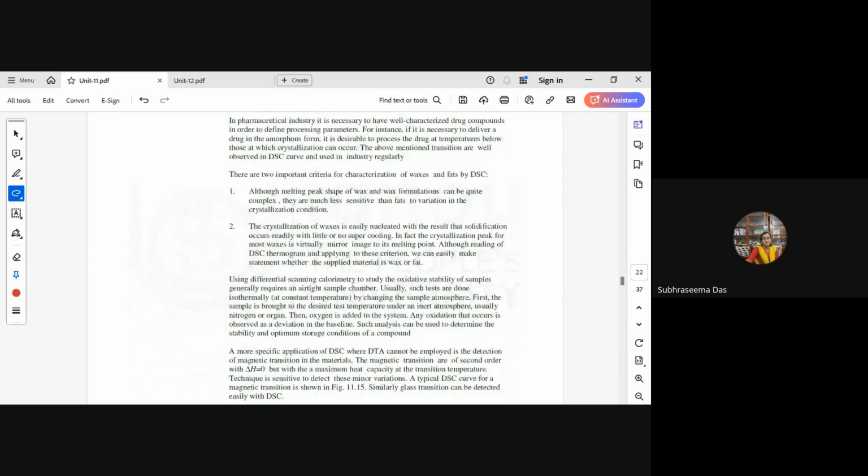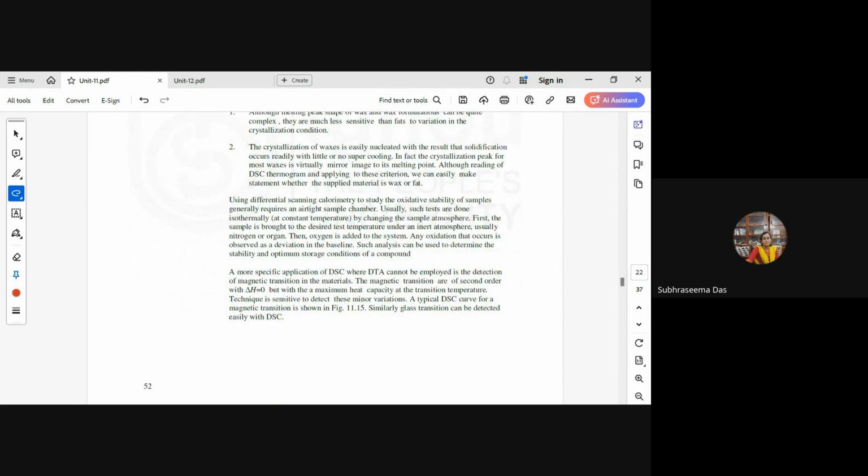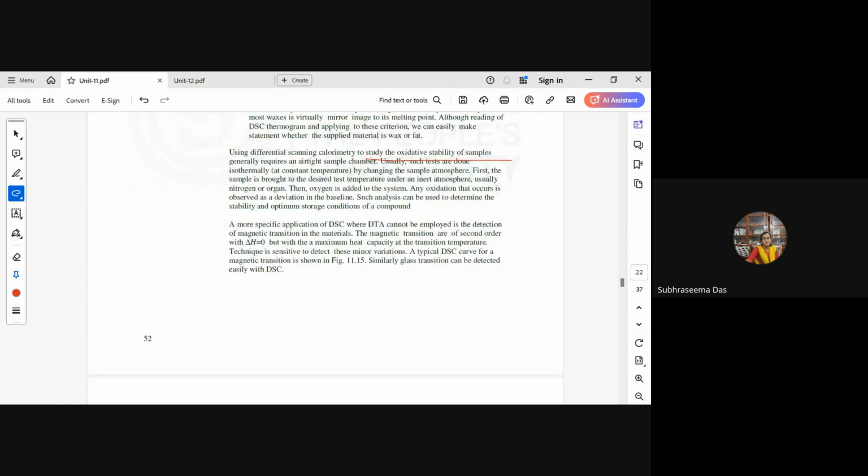Although the melting shape of wax and wax formations is quite complex, they are much less sensitive to variation in crystallization, and the crystallization of waxes is usually nucleated, with the result that solidification occurs. So using DSC, we can study the Tg and Tm of waxes and fats that are crucial to mankind. The oxidative stability of samples has also been studied in an airtight chamber using DSC. A more specific application of DSC where DTA cannot be applied is the detection of magnetic transition in materials.